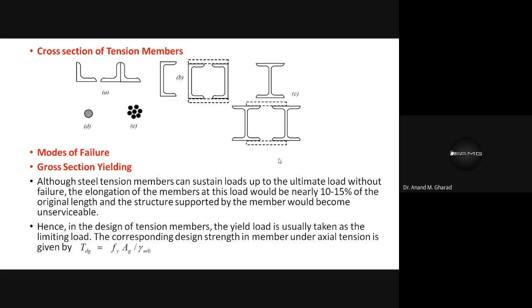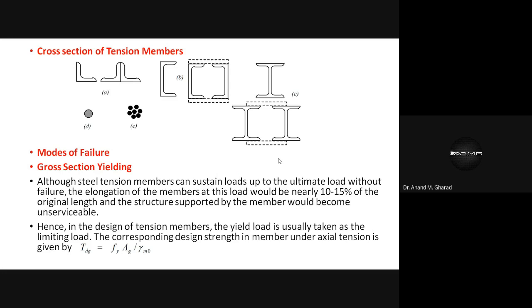Okay, so for that we need to consider various modes of failure. So let us discuss those. First is known as the gross section yielding. What does it stand for? Try to understand that although steel tension members can sustain loads up to the ultimate load without failure, the elongation of the members at this particular load would be nearly 10 to 15% of the original length of the member, and the structure supported by this member would become unserviceable.